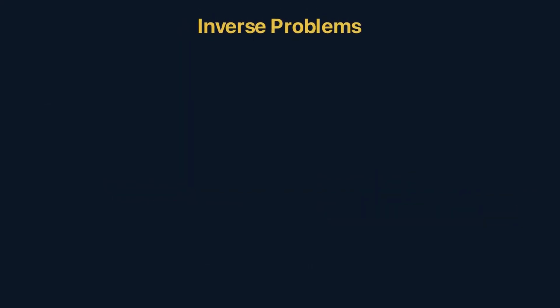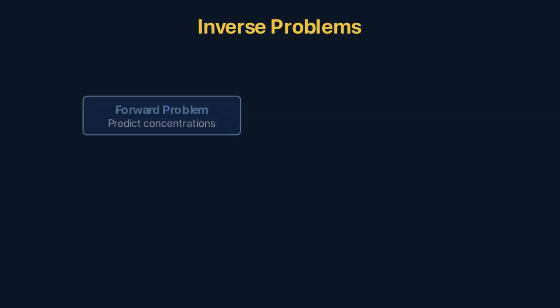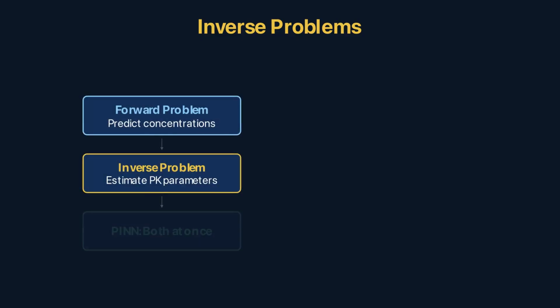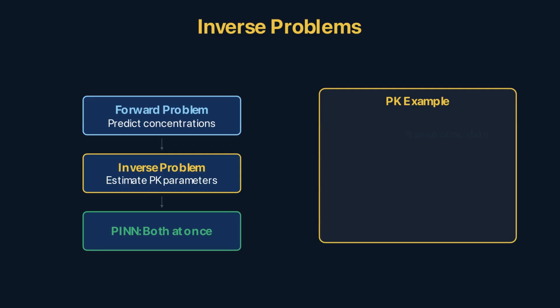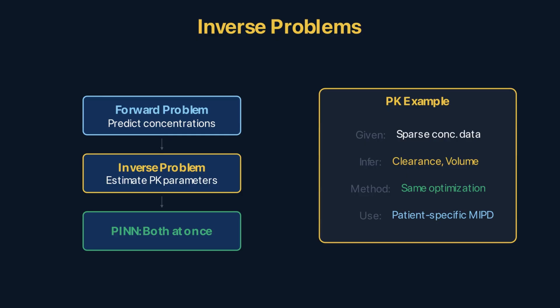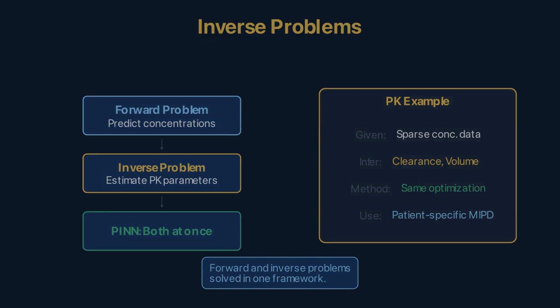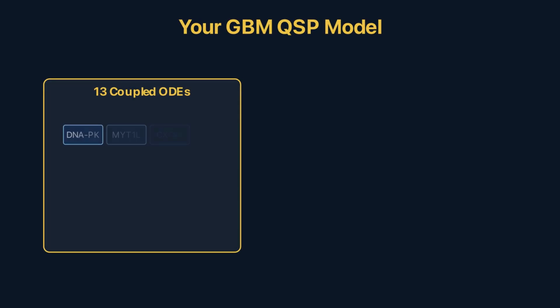Inverse problems: given observed data, infer the underlying parameters, or even the governing equations. In pharmacokinetics, given sparse concentration measurements, infer clearance and volume of distribution. The PINN solves the forward problem, predicting concentrations over time, and the inverse problem, estimating PK parameters, simultaneously. The same optimization that fits the neural network to the data also fits the parameters to the physics, forward and inverse in one framework.